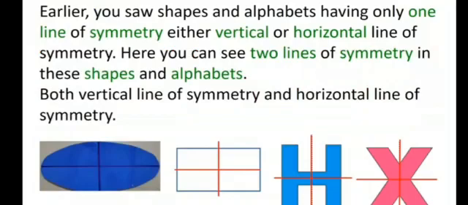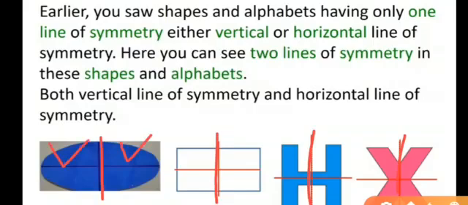Earlier you saw shapes and alphabets having only one line of symmetry, either vertical or horizontal. Here you can see two lines of symmetry in these shapes and alphabets, both vertical line of symmetry and horizontal line of symmetry. Suppose first I am drawing vertical lines at the center of these shapes. You can see that these pictures are divided in two equal parts.